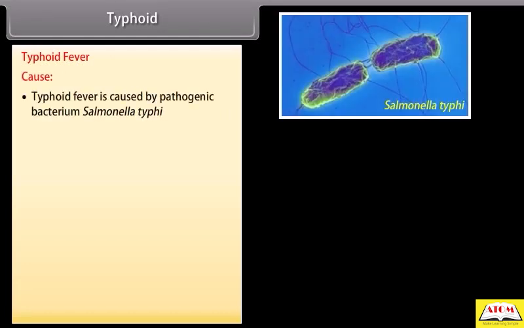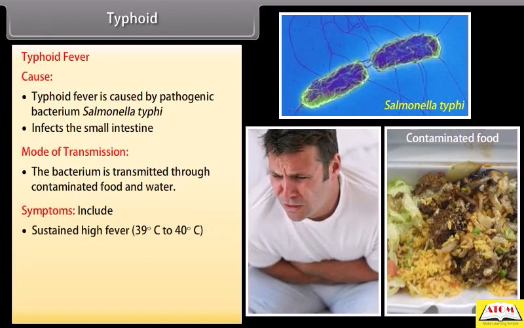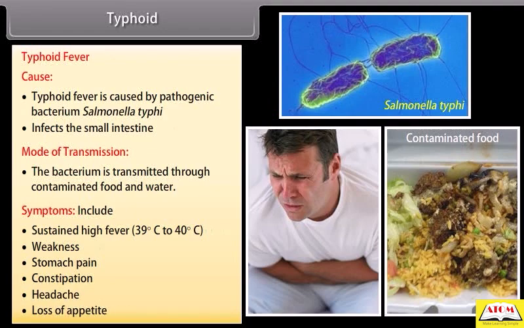Typhoid. Typhoid fever. Cause. Typhoid is caused by the pathogenic bacterium Salmonella typhi. It infects the small intestine. Mode of transmission. The bacterium is transmitted through contaminated food and water. Symptoms include sustained high fever of 39 to 40 degrees Celsius, weakness, stomach pain, constipation, headache, and loss of appetite.